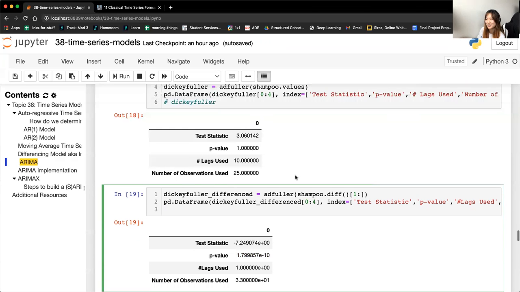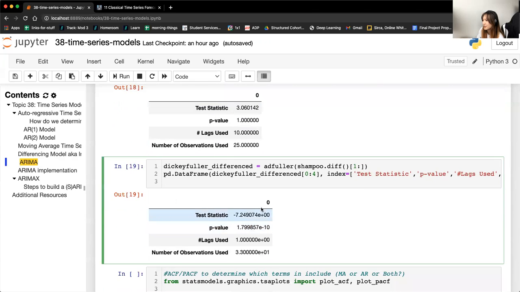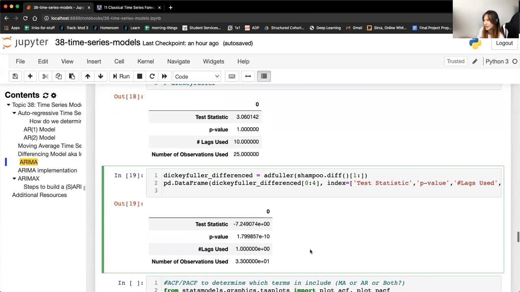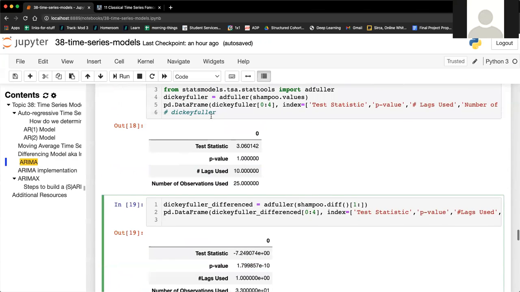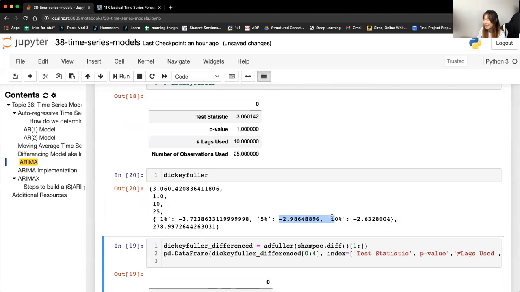Questions about this? Sorry, are those critical values negative? Critical values, which critical values? The ones that we saw at 5%. Let's take a look. There we go. Yeah, I believe these should be the critical values on both sides.